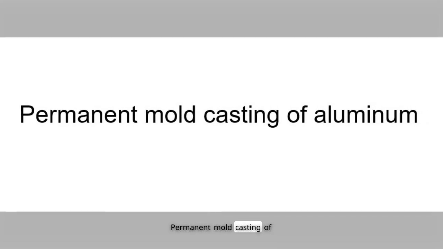Permanent mold casting of aluminum. The permanent mold casting process involves the production of castings by pouring molten metal into permanent metal molds using gravity, low pressure, vacuum, or centrifugal pressure.